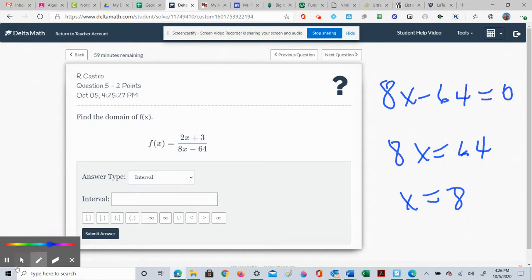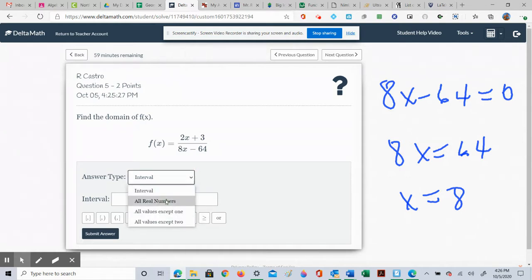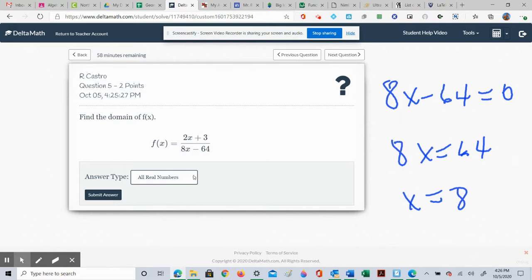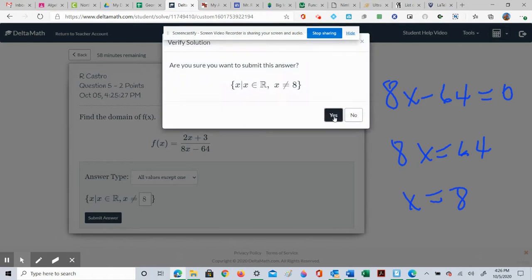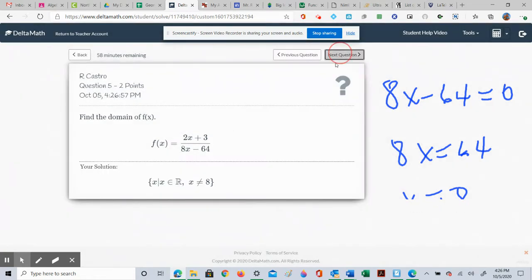Now, I don't know if this shows up there. It didn't yesterday. But there's a drop down box here. And you have choices. You have interval. You can put all real numbers. All values except 1. All values except 2. Those are your choices. Well, there's only one number we can't have. So we're going to choose all values except 1. And in that box there is going to be that number we just found, 8. This says x such that x is an element of the reals where x is not equal to 8. Submit answer. Yes. Next question.